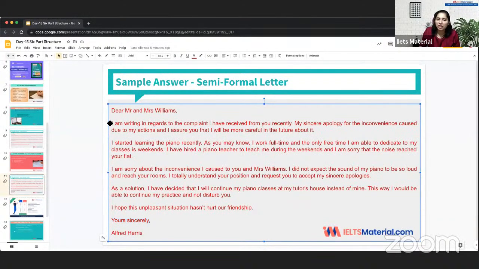You can see the first paragraph, which clearly states the purpose of writing the letter, where I am giving my sincere apology for the inconvenience that is caused, and I will make sure that I take care of it in the future as well. You have started learning the piano recently. You can also say that you have started furniture work, or your house is being renovated with new furniture, and that is why the neighbors must be bothered by the sound. But you are requesting the neighbors to adjust for a few days as the work is going to get completed, and you will make sure that this problem doesn't happen in the future.